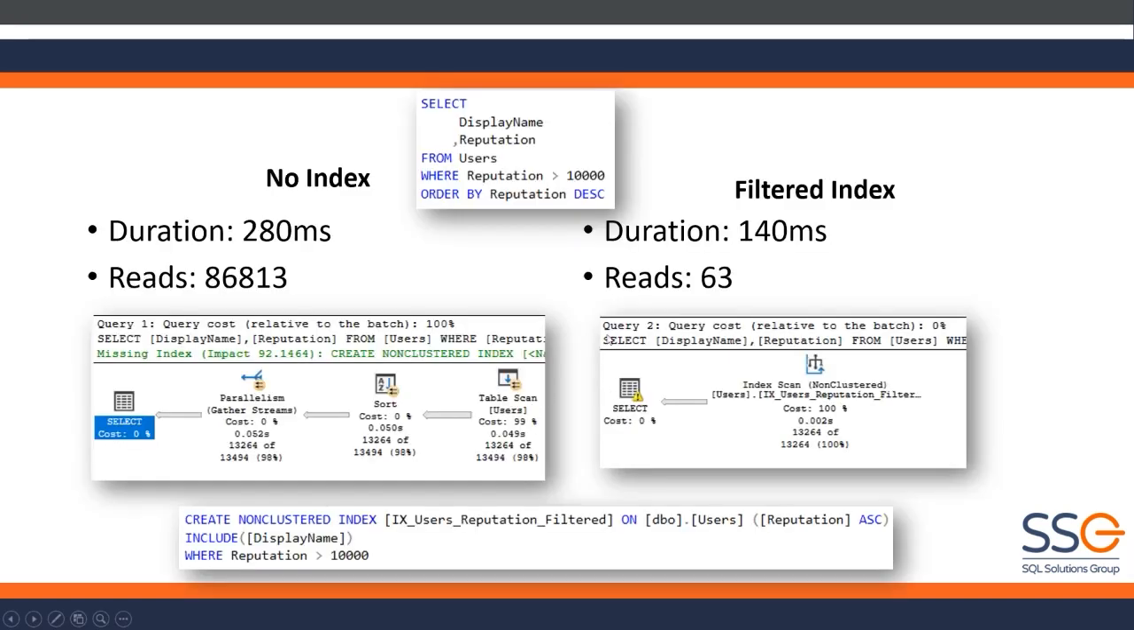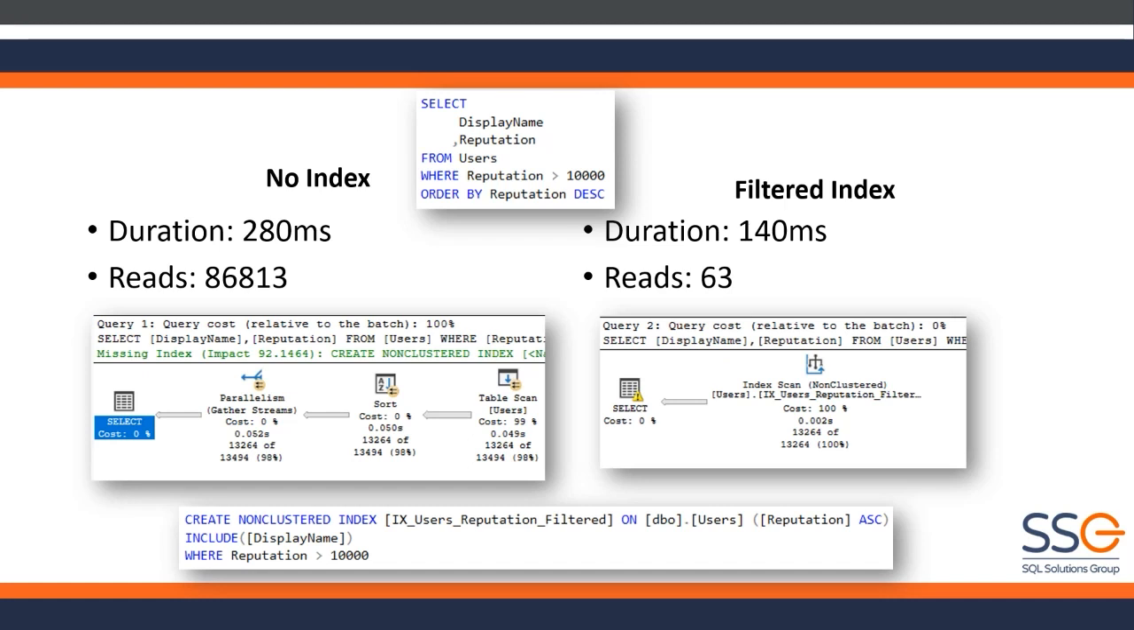We've got an example of it. So here at the top is the query. I want to return the display name and reputation of all users where reputation is greater than 10,000. And I also want to order it by reputation descending. So I want the people with the highest reputation at the top of my list.